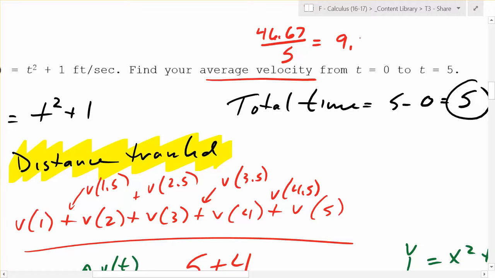9 point what? So 9 and a third? Yeah. So you could say 28 thirds. Sure. 28 thirds. Question for you. Let's say I went 100 miles that way, and then I went 100 miles back, coming back to exactly where I started. What was my average velocity over that time period? If I end up exactly where I started, what was my average velocity?